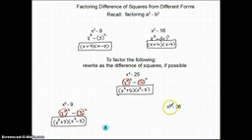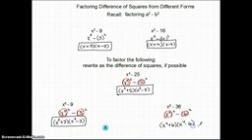To the right, I see that x to the 8th can be written as x to the 4th raised to the 2nd power, and 36 can be written as 6 to the 2nd power. Because they can both be written with exponents of 2, this is the difference of squares. I take my bases, x to the 4th and 6, and I add them to get x to the 4th plus 6, and subtract them to get x to the 4th minus 6.